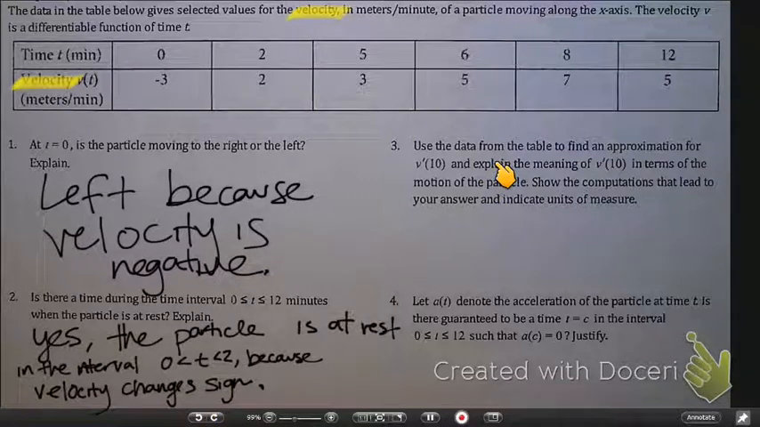All right, let's look at number 3. It says use the data from the table to find an approximation for v prime of 10. Question, what is v prime? The derivative. Good, the derivative of velocity. And we're going to explain the meaning of v prime of 10 in terms of the motion of the particle. Question, can you guys do me a favor and either highlight or circle the word approximation?